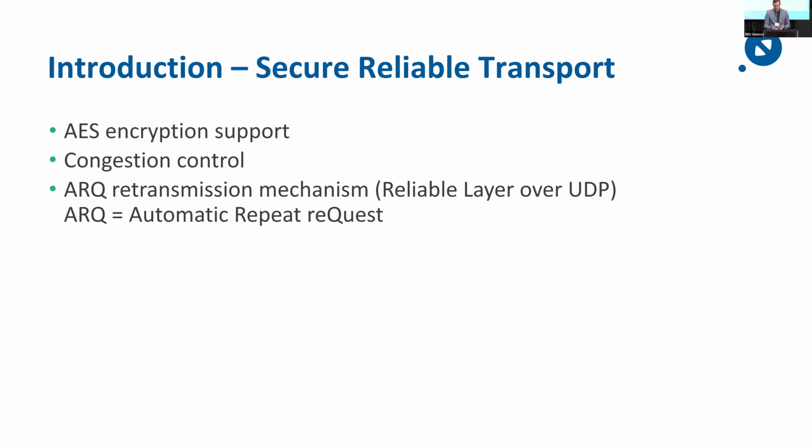Both protocols, SRT and RIST, also have encryption support and congestion control, which can become very handy because this retransmission can be very aggressive from time to time. And SRT and RIST are based on the same mechanism, called automatic repeat request. It's called a reliable layer over UDP.